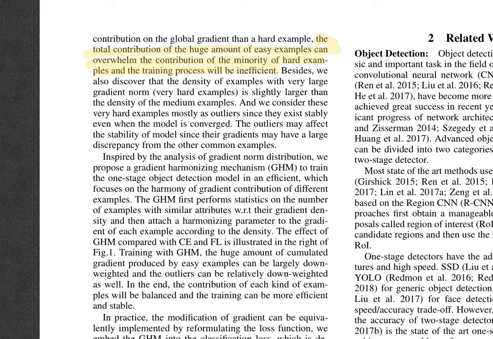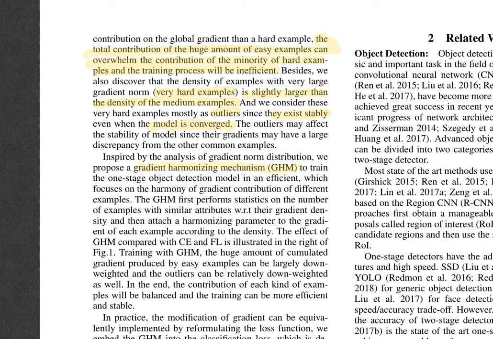They also figure out that the density of very hard examples is also slightly larger than the medium ones, which they refer to as outliers. The reason why is that the distribution was for a converged model and they still exist stably, even though the model was converged.